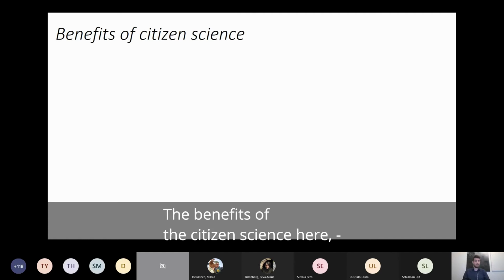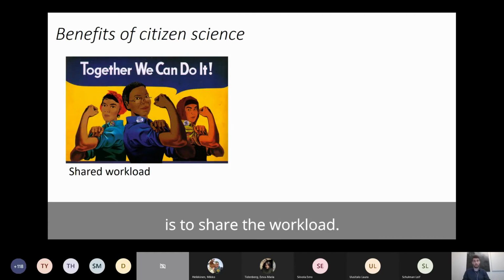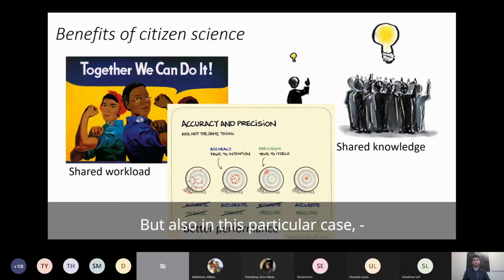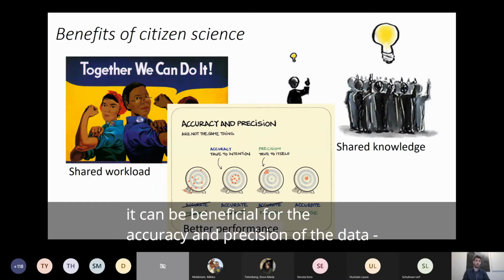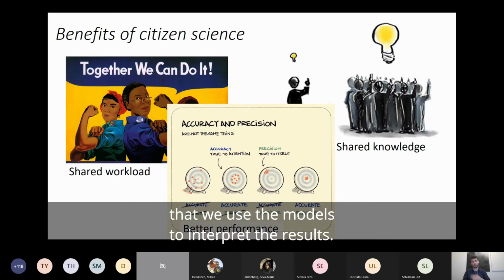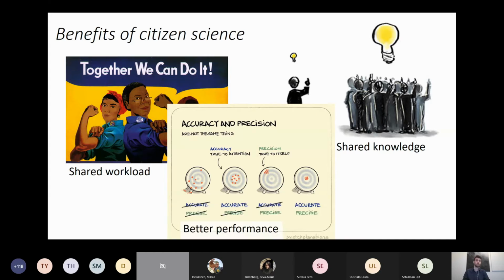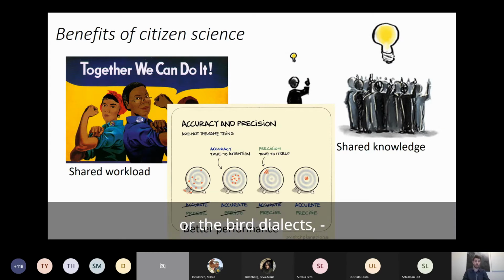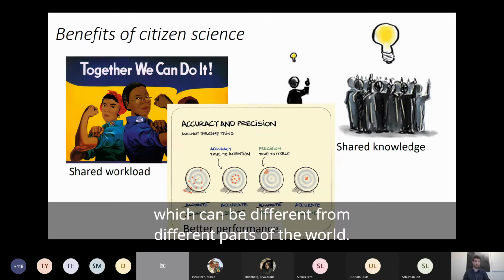So the benefits of citizen science here, and of course in any case, is the shared workload. We don't have to do the work ourselves, but also it's the shared knowledge. The more users we get, the more knowledge and more work gets done. But also in this particular case, it can be beneficial for the accuracy and precision of the data by producing better models, because we use the same data to train the models that we use to interpret the results. So there are no discrepancies between the data quality or the bird dialects, which can be different in different parts of the world.